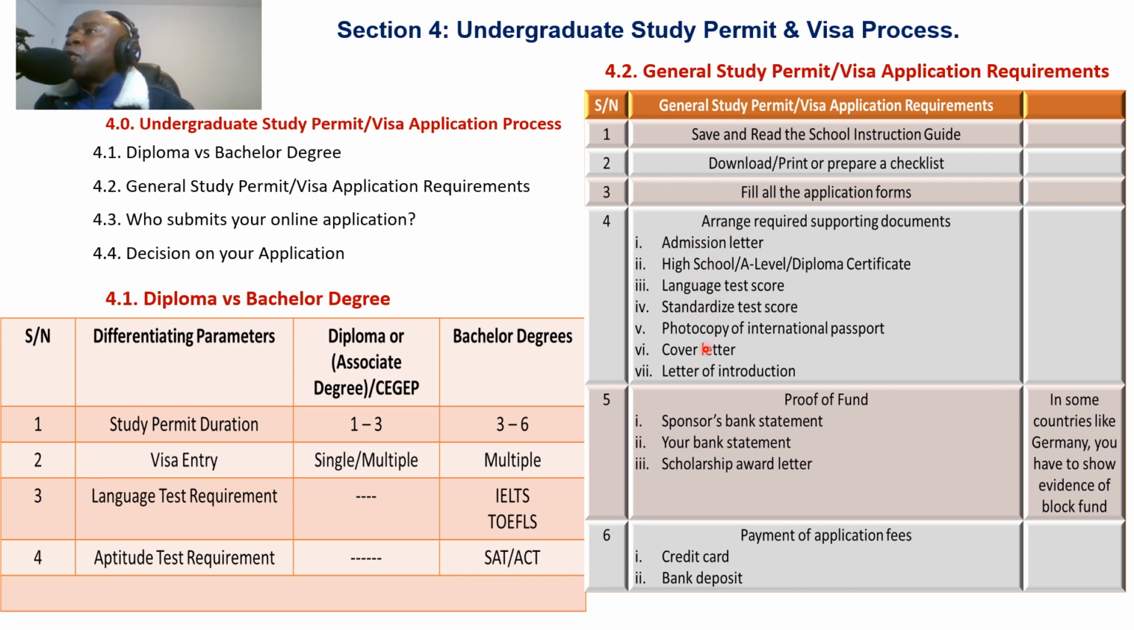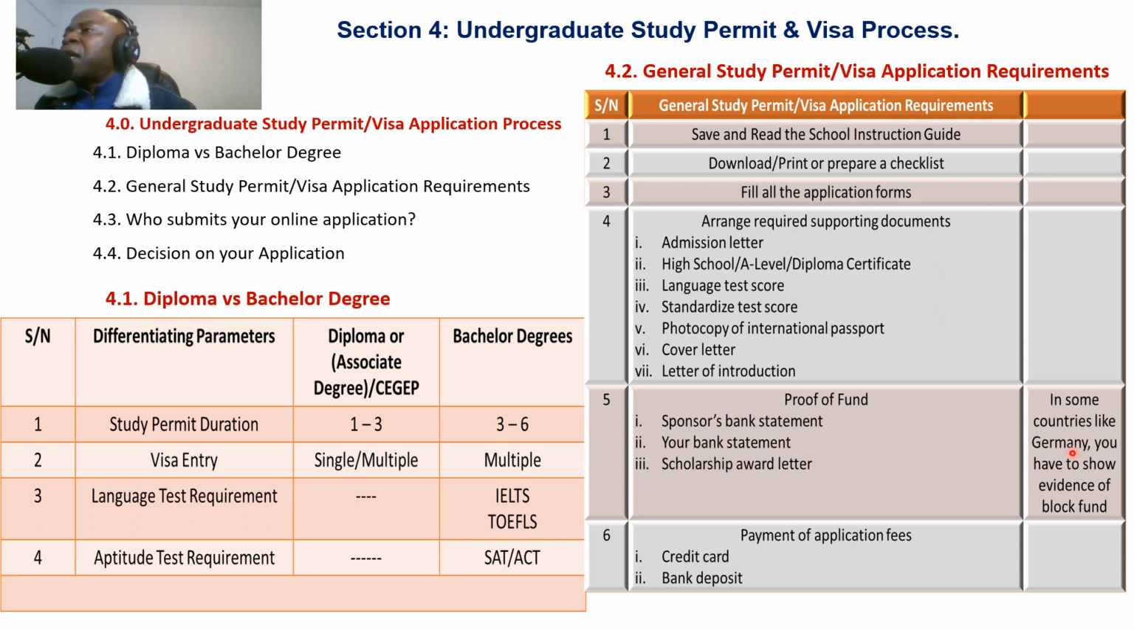These are some of the supporting documents. It may not be all, but most likely these are: admission letter, your highest academic qualification, your language test score if you have it, standardized test if you have it, then a photocopy of your international passport, cover letter, letter of introduction, then proof of fund. For proof of fund, if your sponsor is your parents or a company or your country, you need to provide the bank statement that shows that they have enough funds. If you have your own bank account, you provide yours to show them that you have some level of funds. Then if you have a scholarship, include the scholarship award letter.